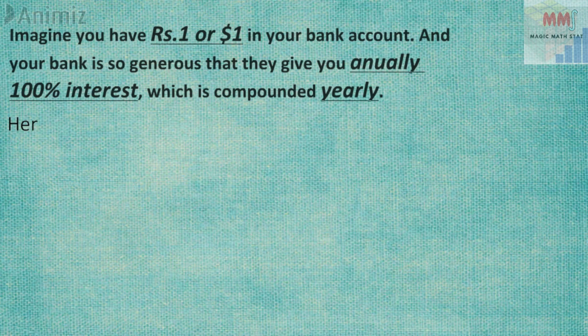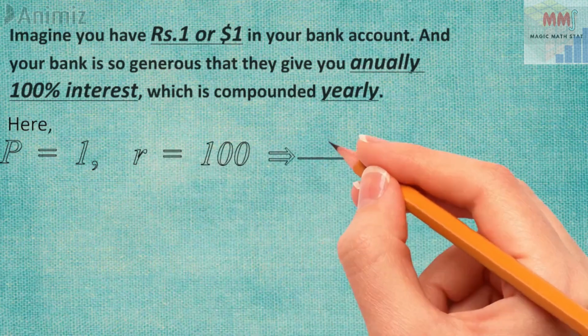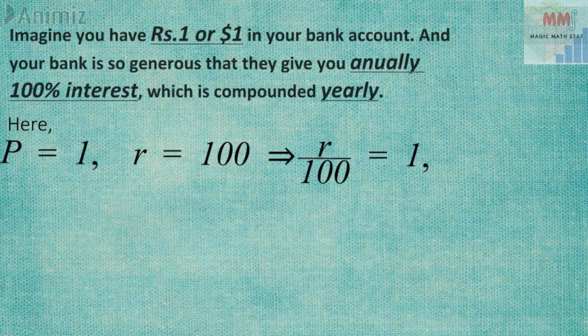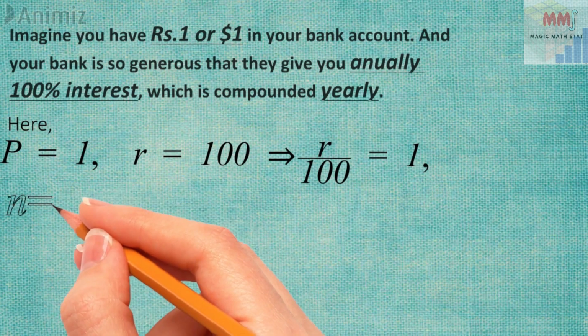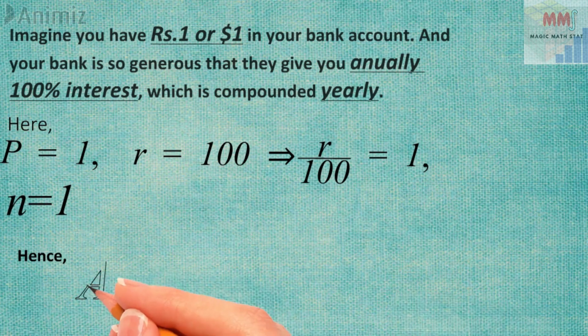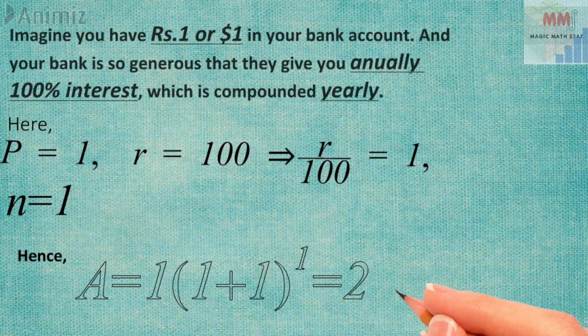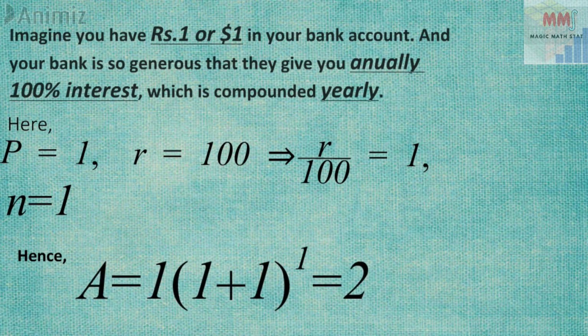Here our initial amount is 1 rupee or $1, so P equals 1, R equals 100, and that gives us R by 100 equals 1. Then we have n equals 1, since this is compounded yearly, one time period equals 1 year. Using the previous formula we get A equals 1 multiplied by (1 plus 1) whole to the power 1, and that is nothing but 2.